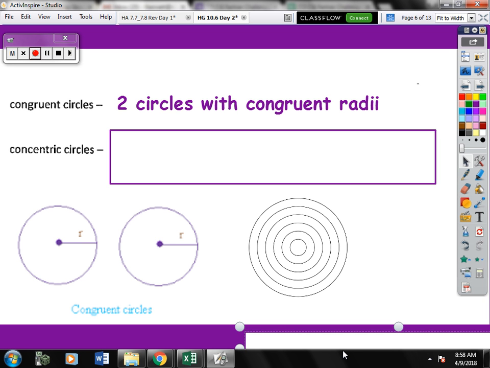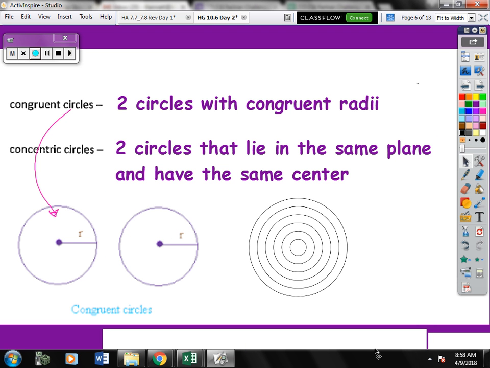And you guys don't have these pictures, so if you wanted to draw them, like next to it, these are congruent circles, two circles that have the same radius. These are concentric circles, so it kind of looks like a dartboard. So there's circles within a circle. These are two circles that lie in the same plane, and they have to have the same center. Their radii will be different. And we'll see these a lot more whenever we do section 10.8, which is geometric probability.